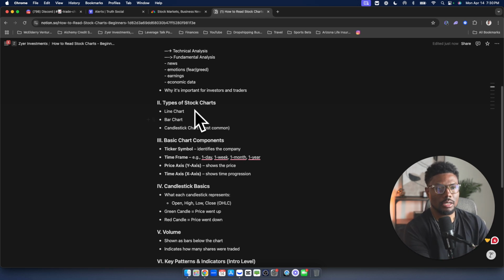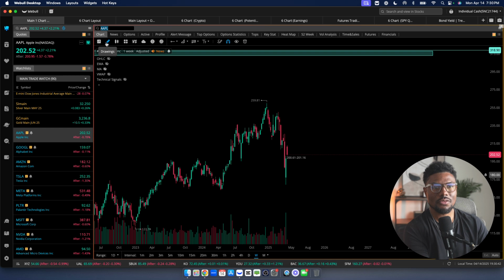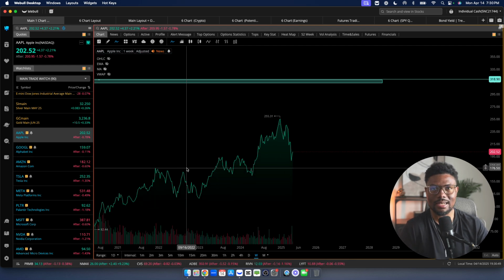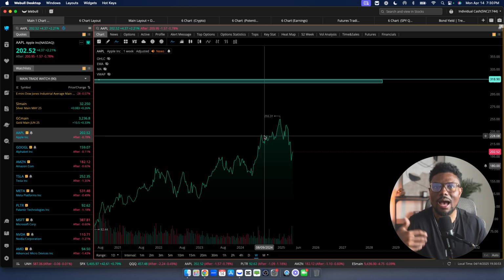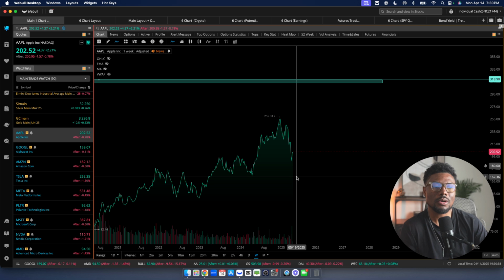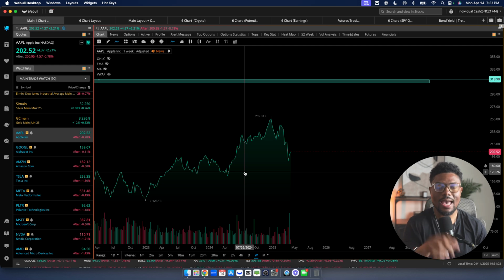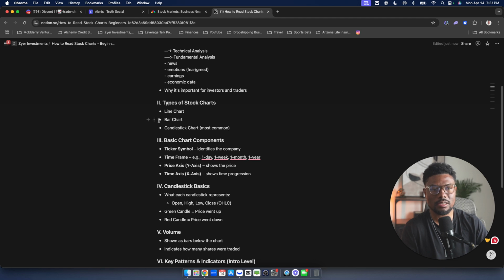So the line chart is what a lot of folks look at on Robinhood. If I switch here, it will look very similar. I can go here and switch how it looks. That is what we call a line chart. Well, Brian, what's the best? There's no best. It's simply how your eye fits it, right? Now, a line chart is not going to give you as much detail on how the price moves as a candlestick chart. The next type of chart is a bar chart, and then the candlestick chart is the most common.